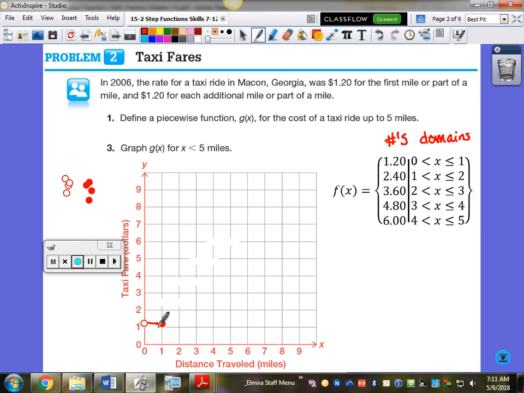Now, if you go a distance of anywhere from 1 to 2 miles, that's going to be $2.40 because it's $1.20 for each additional mile. So all I did was start with the original $1.20 and add on another $1.20. So $2.40 is right about here on the graph. And then again, that's an open circle because at 1 mile on the dot, you're going to pay the $1.20. You're not going to jump up to the $2.40 until you go past the 1 mile.